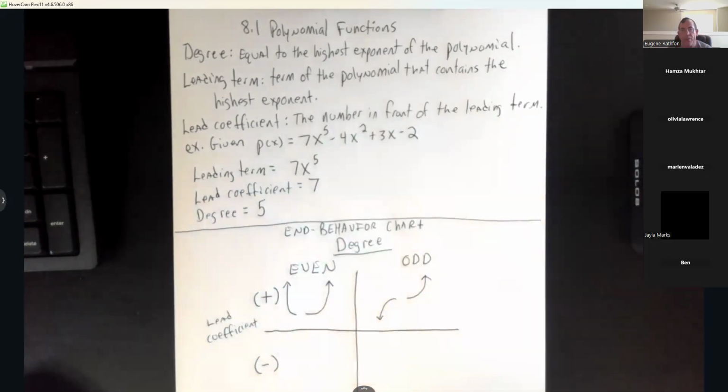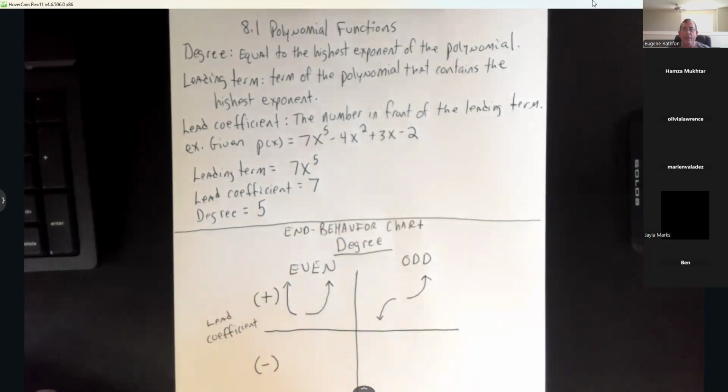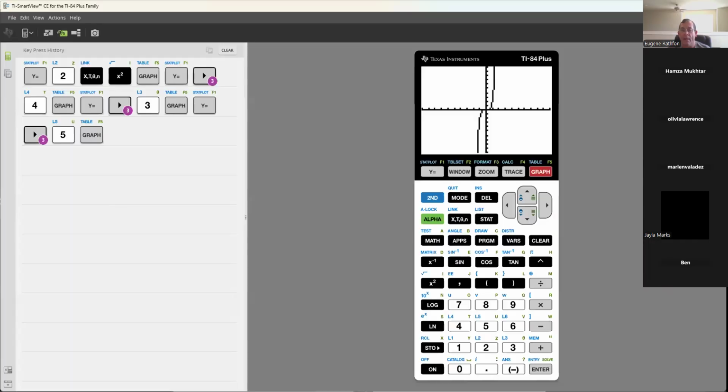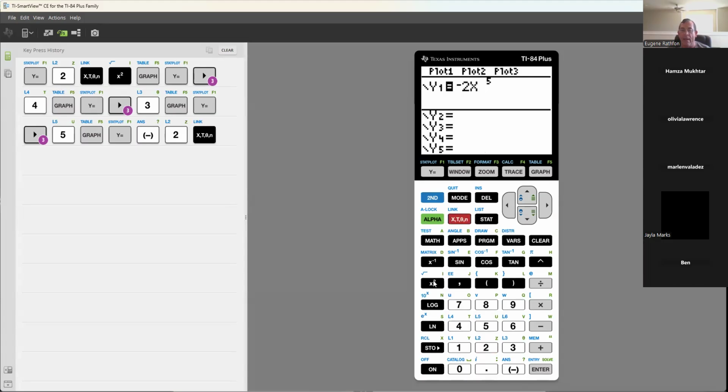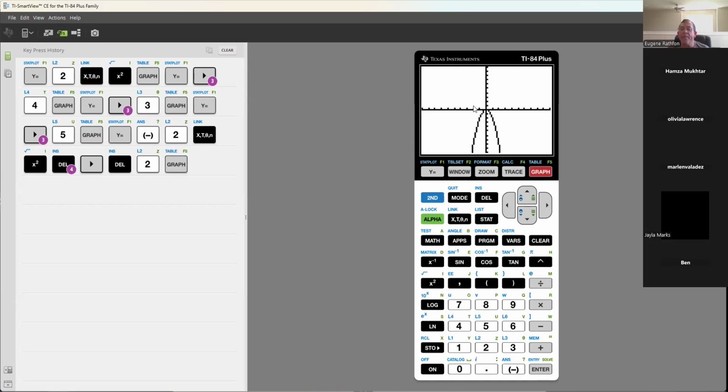Well, y'all, what that's going to do, if I go to my calculator, and let me make that a negative 2x squared. All right, so negative 2x squared, when you graph it, it flips it over. So remember the negatives in front of the function reflect them over the x-axis.